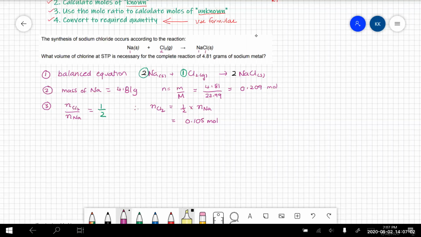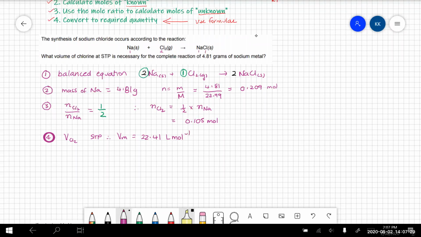It's time for step 4, converting to the required quantity. And in this step, the required quantity is the volume. So we need to find the volume of chlorine gas. And we know we're at STP, so we know that the molar volume of any gas at STP is 22.41 litres per mole.